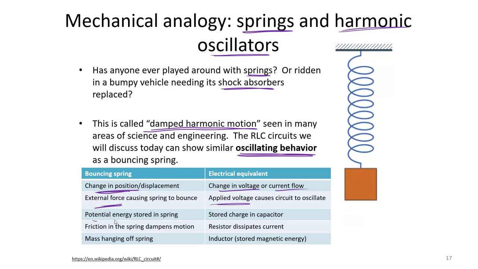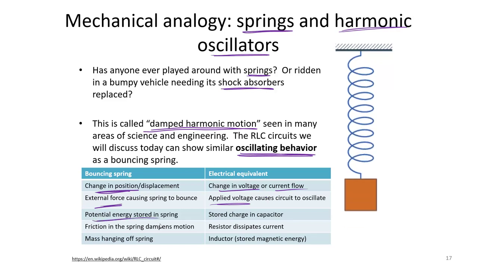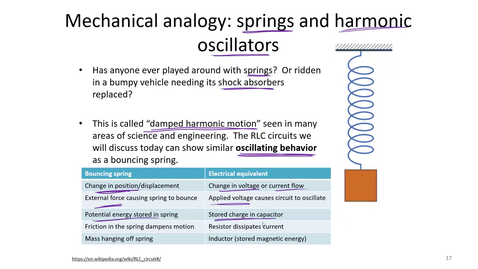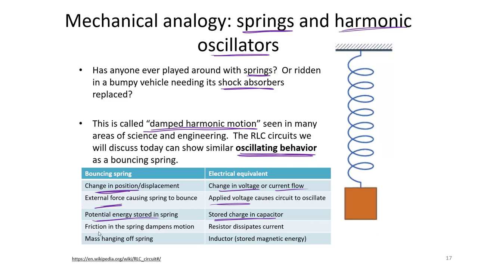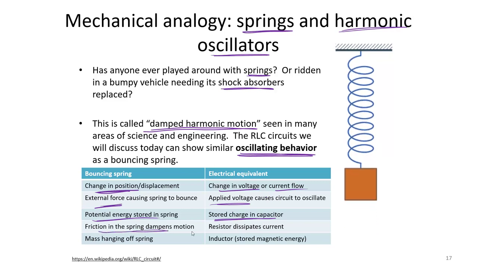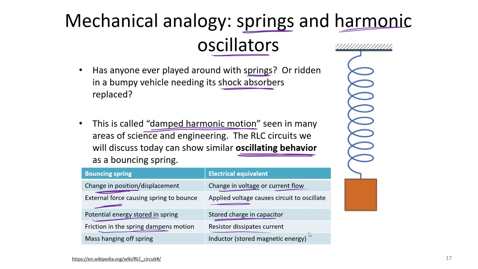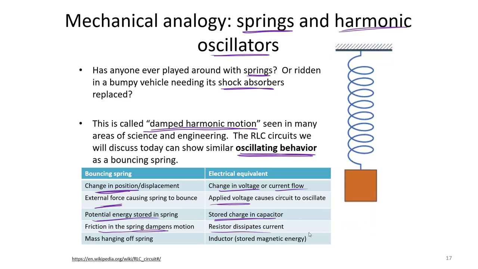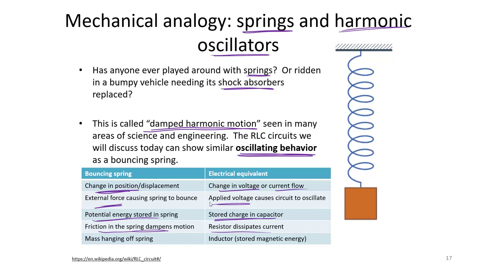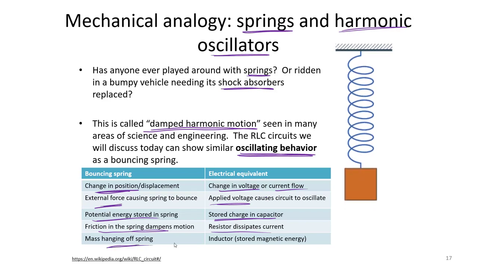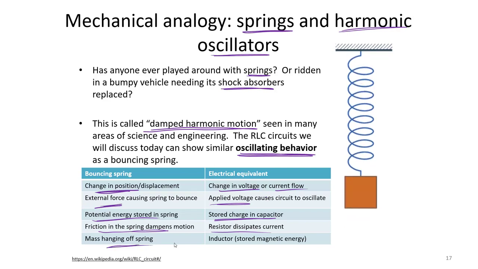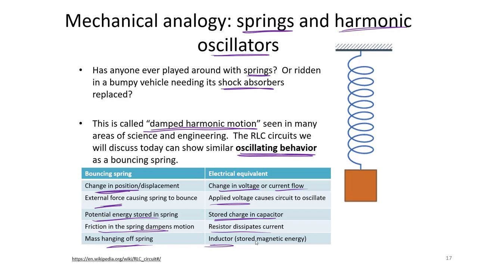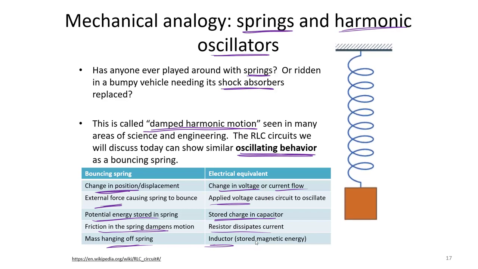Next, we see a spring can store potential energy as it moves around, and a capacitor can do a similar thing. Also, in a spring, we have friction that dampens the motion, and that behaves very similarly to a resistor, which dissipates current and voltage in our circuit. Finally, in a spring, we have a mass that's hanging off the end of it in order to stretch the spring. And electrically, the inductor has a similar behavior, where it helps store some potential energy, in this case, magnetic energy.